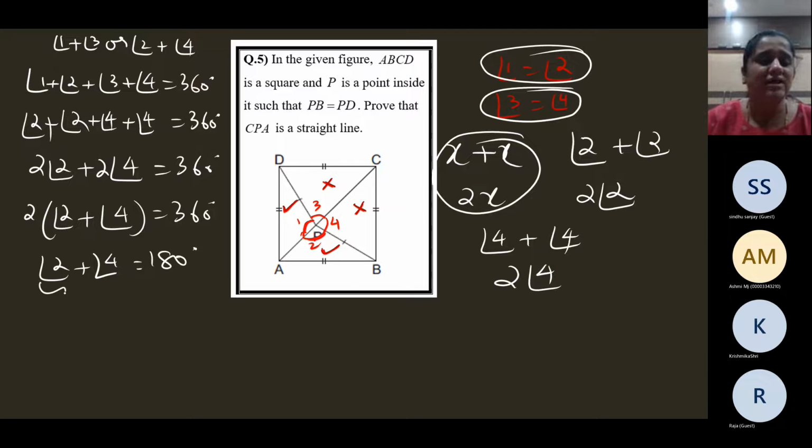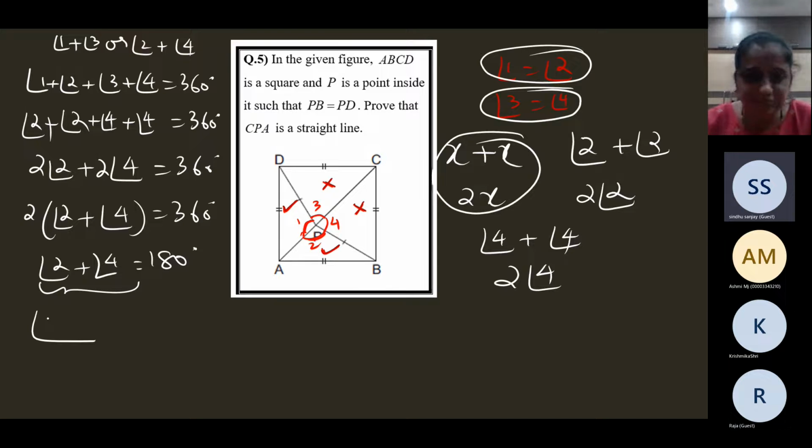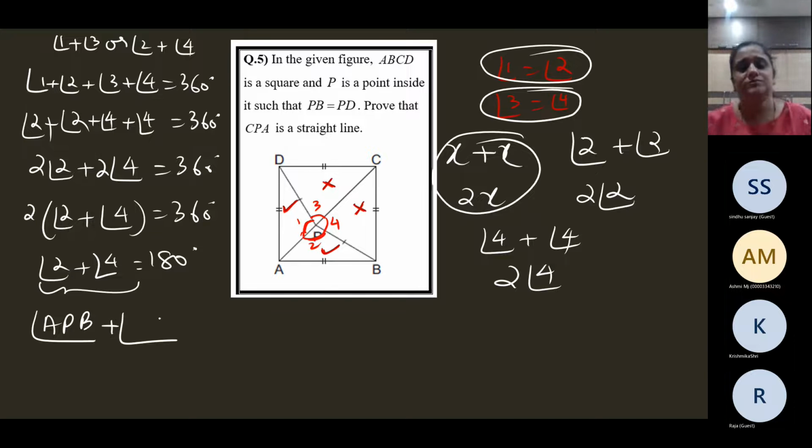And what is angle 2 plus angle 4? It's nothing but, what is angle 2, children? Name angle 2. Angle APB, ma'am. APB. And name angle 4? CPB, ma'am. CPB, very good. So you're getting APB plus CPB is equal to 180.